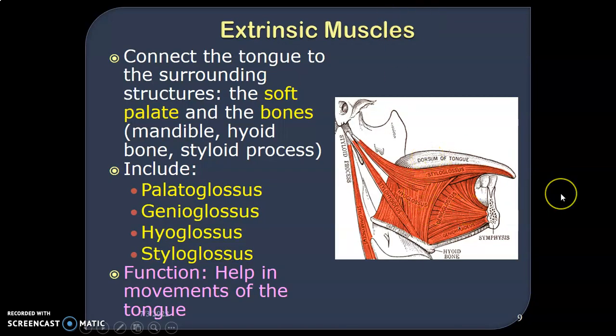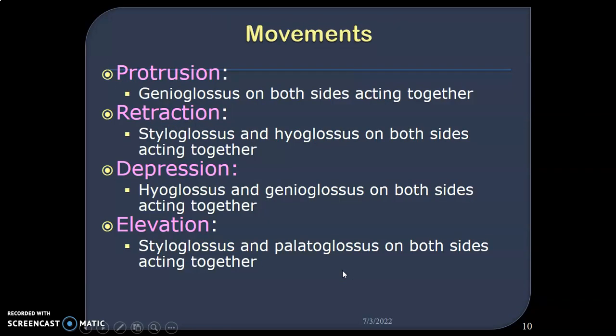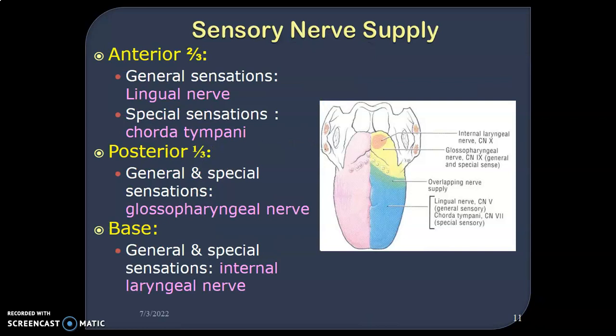So if your tongue is out and you want to bring it back in, styloglossus will contract this way, okay, and hyoglossus too will contract and pull the tongue backwards. So they cause retraction. Then depression: if hyoglossus contracts, it will pull the tongue downwards, and if palatoglossus and styloglossus pull upwards, it will cause elevation of the tongue. So you can work it out without cramming, as long as you know where the muscle is coming from.